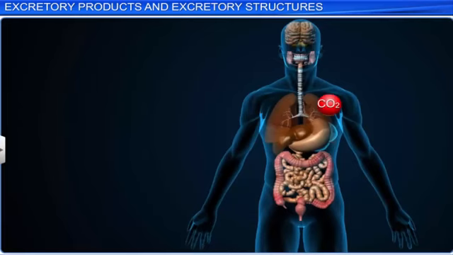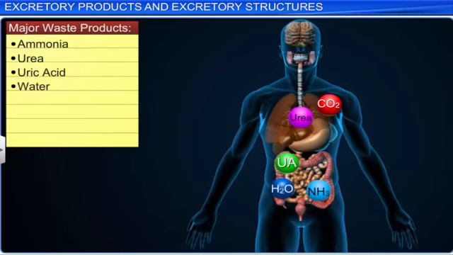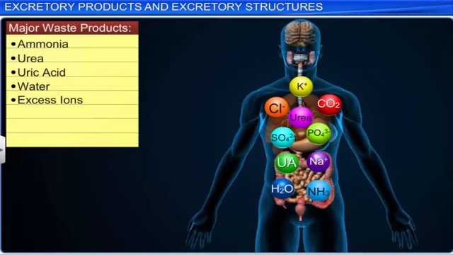Like carbon dioxide, various other waste products such as ammonia, urea, uric acid, water, and excess ions like phosphate, sulfate, sodium, potassium, and chloride are produced in our body as a result of different metabolic activities like ingestion, digestion, and respiration.